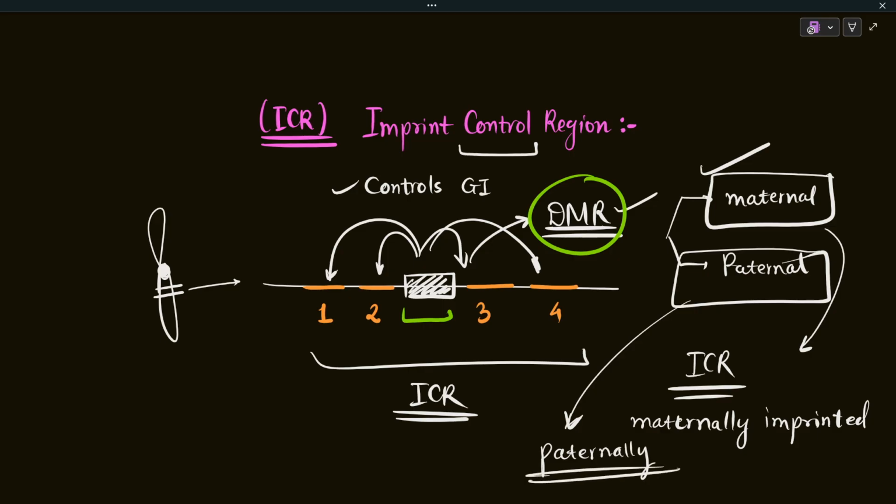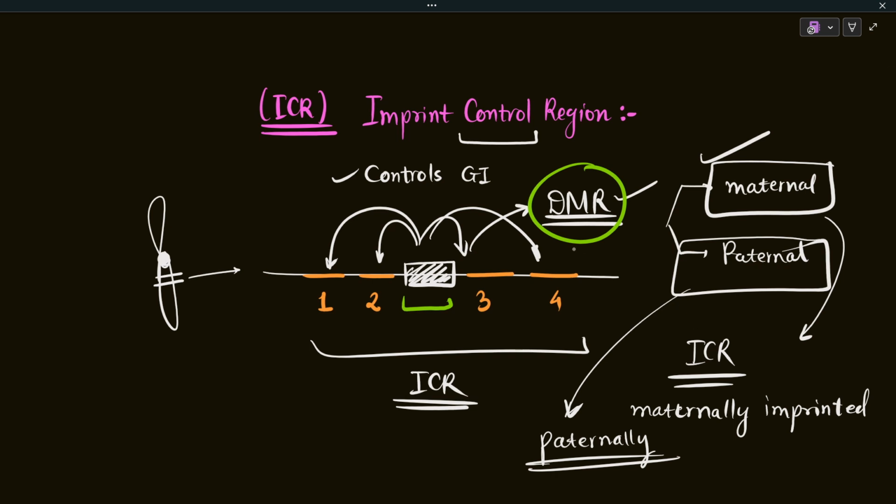So this is differentially methylated. Only one copy will be methylated, either the maternal copy or the paternal copy, and the copy which is methylated is the imprinted copy. Maternally imprinted genes means the ICR will be methylated only on the copy inherited from the mother. Only the maternal copy will be methylated, and that is why they are called maternally imprinted genes, or a maternally imprinted ICR.